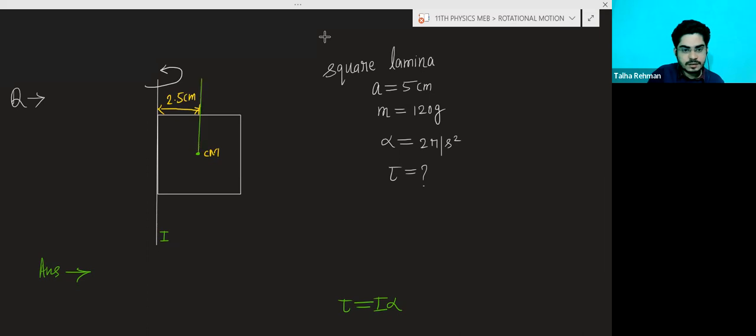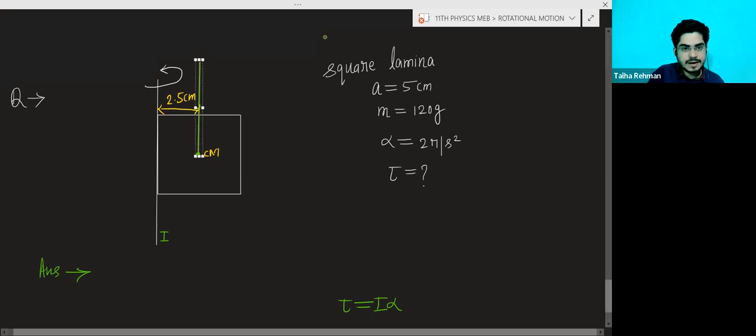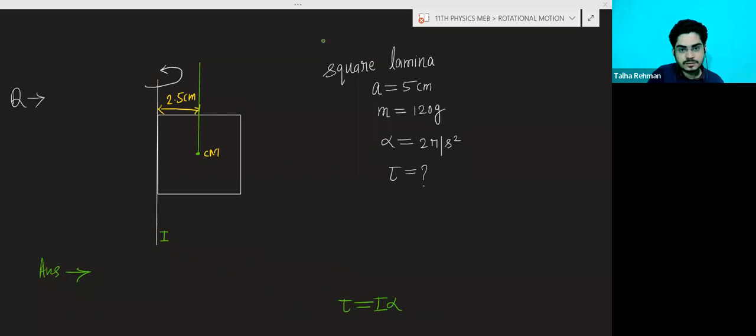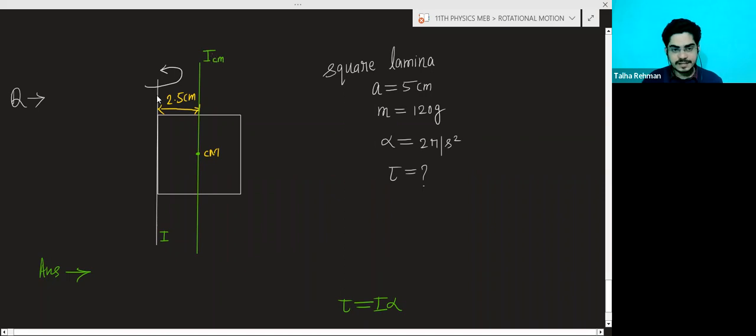Now one axis we can take that is passing from here and parallel to the other axis. This is the axis we call the axis of the center of mass, an axis which is passing through the center of mass. CM is the center of mass. And this is the other axis. The perpendicular distance between the two axes is 2.5 centimeter. We want to find the moment of inertia about this axis, and the moment of inertia about the center of mass axis we already know: MA square by 12.